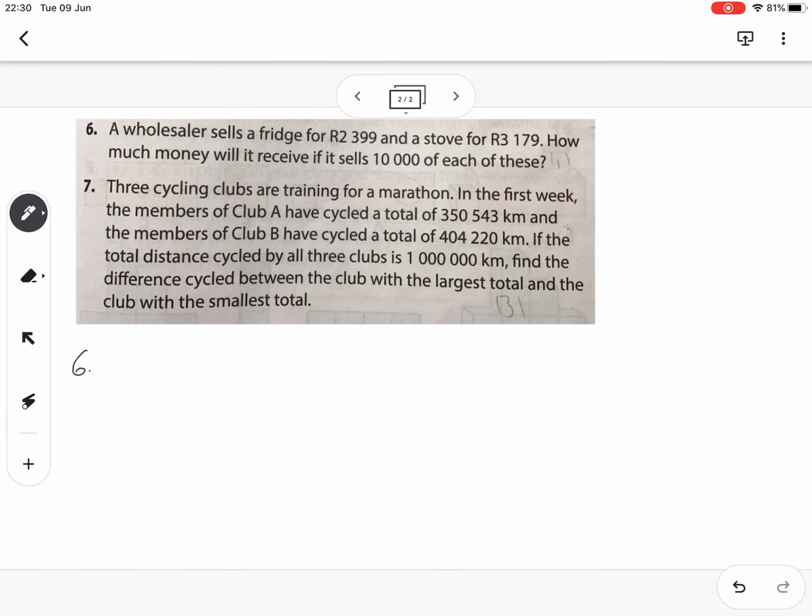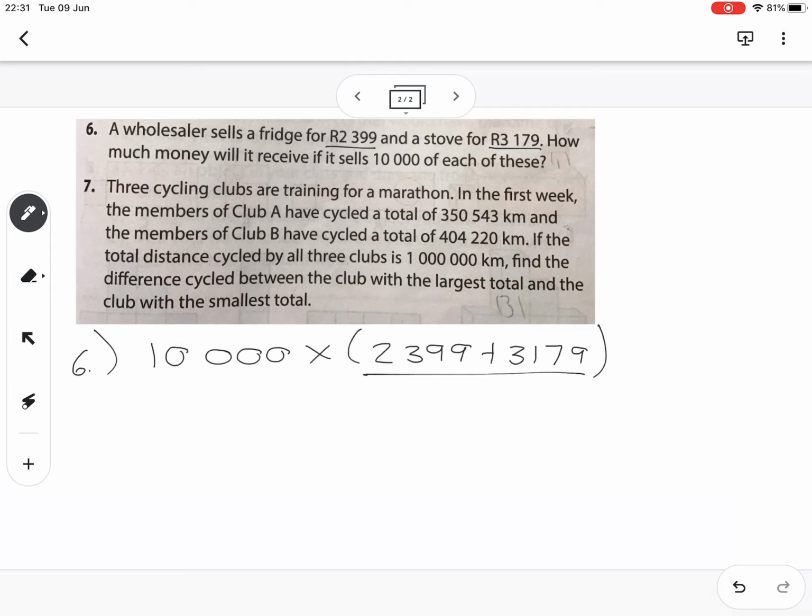I'm just going to do number 6 and 7 as well. So at number 6, a wholesaler sells a fridge for so much, a stove for so much. How much money will it receive if it sells 10,000 of each? Again, it's tempting to multiply each one by 10,000, and in all honesty, it's not difficult because you just add a bunch of zeros. But I would do a plus sum of these two amounts first, and then that total I would just add 4 zeros to, because I would then multiply it by 10,000.